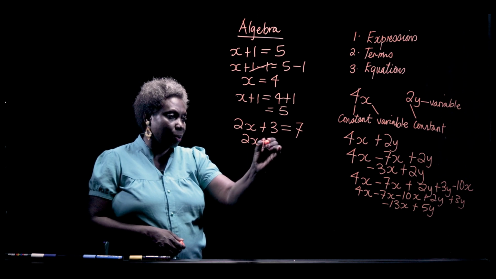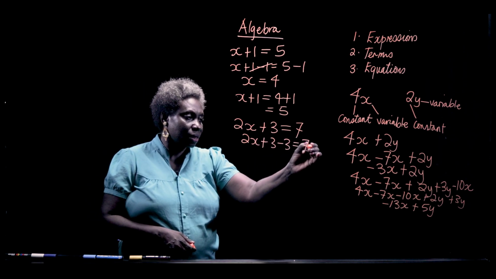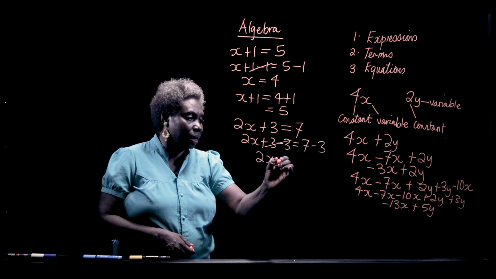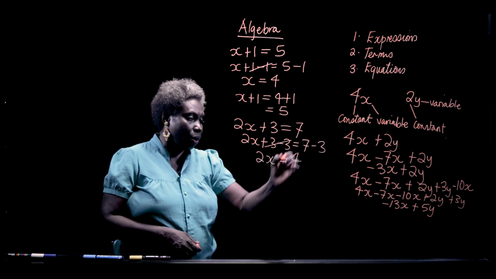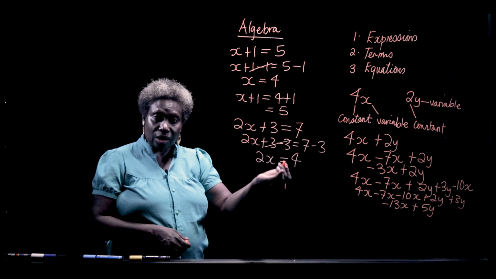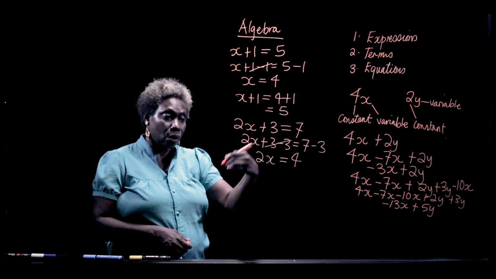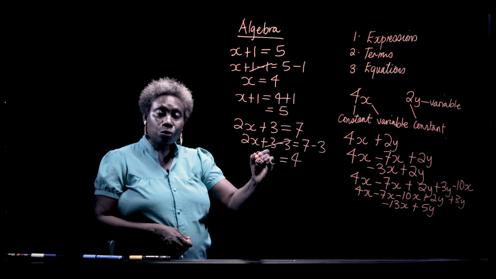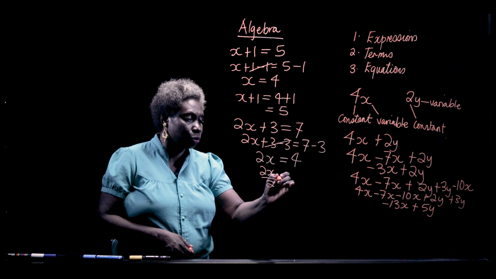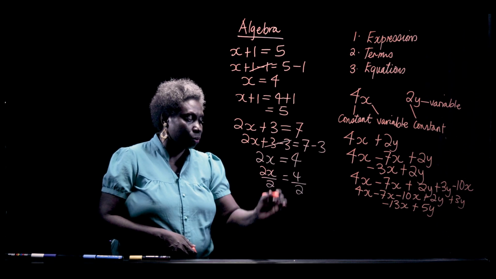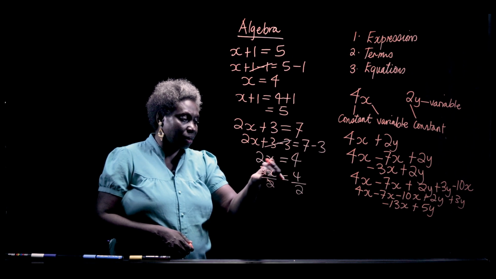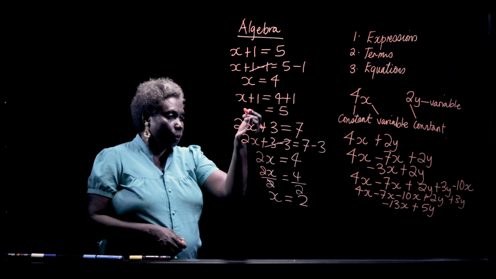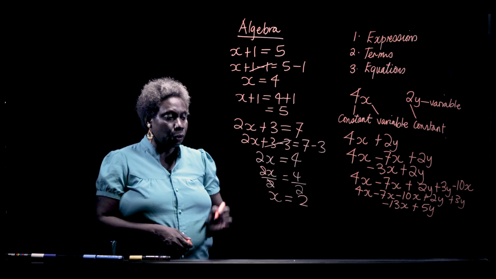So I have 2x plus 3 minus 3 is equal to 7 minus 3. 3 minus 3 is 0. I am left with 2x on the left hand side is equal to 7 minus 3, which is 4. This 2x simply means 2 times x. Since it's multiplying by 2, I'm going to carry out the inverse operation on both sides. That is dividing both sides by 2. So I have 2x divided by 2 is equal to 4 divided by 2. 2 into 2 is 1. 1 times x is x. x is equal to 2.